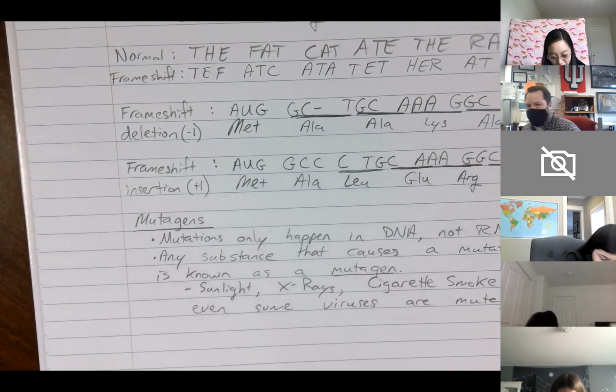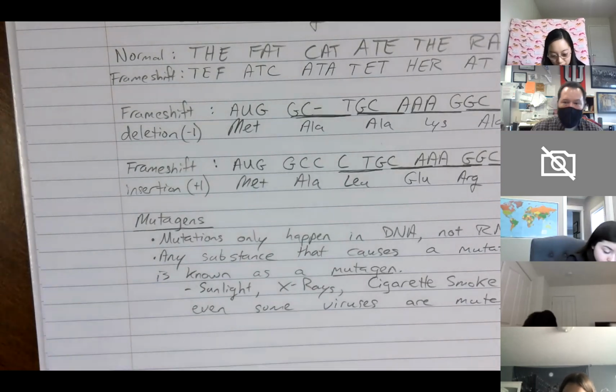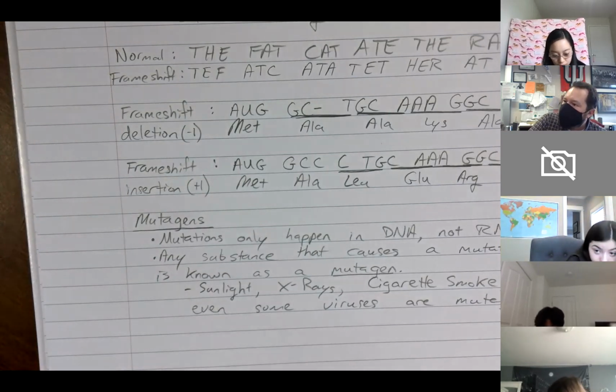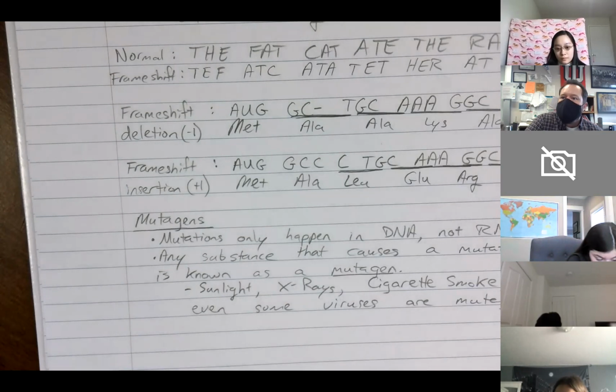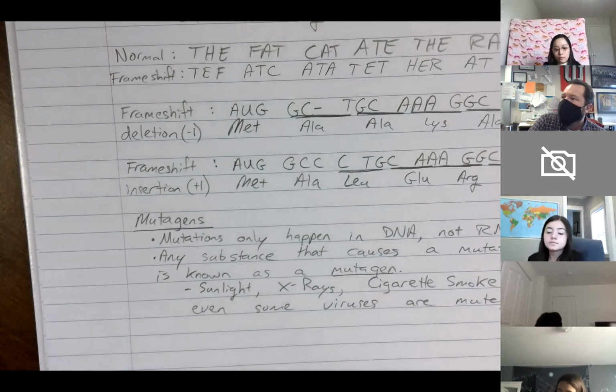So common examples: sunlight, X-rays, cigarette smoke, even some viruses are mutagens. These are all things that potentially can change your DNA. They can make your DNA change letters. Often when it's duplicating, that's usually the most common time for a mistake to happen. During S phase, you're duplicating your DNA and just get a wrong letter and make a wrong base pair.